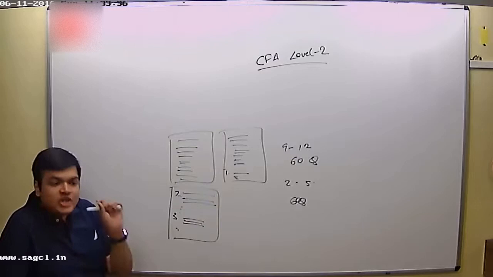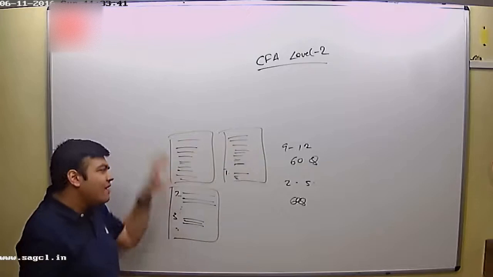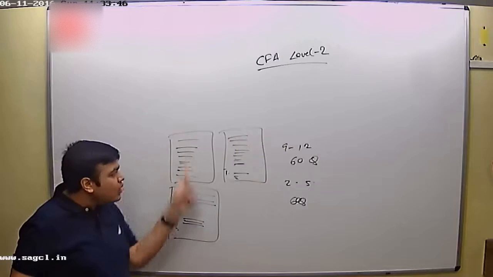Generally, you will not have the first question using data from this part of the passage. You'll have the first question from this part, the second question from this part only. So generally it's not going to be that the whole second question has one piece of data coming from here, another piece from here, another piece from here.